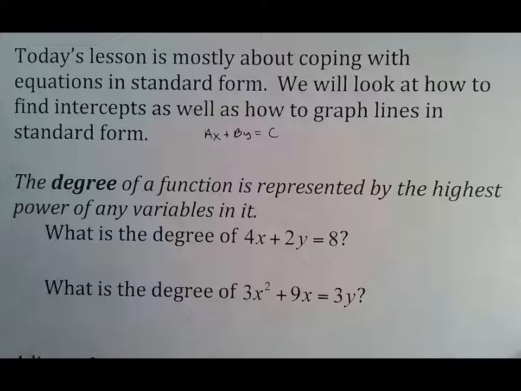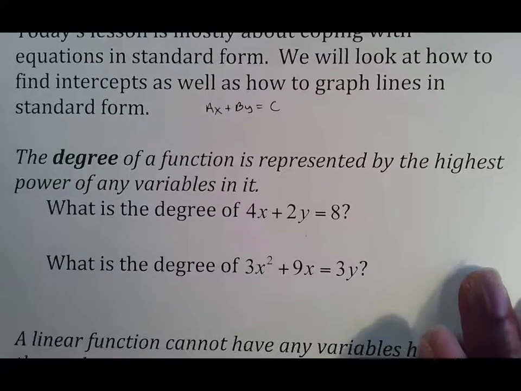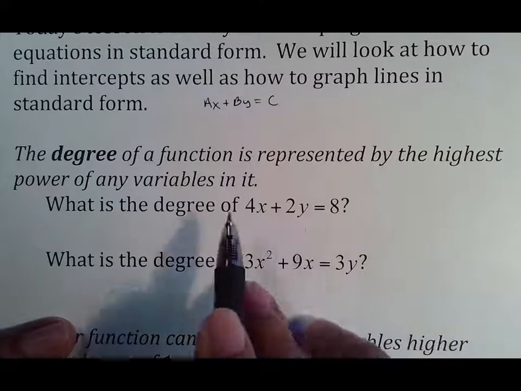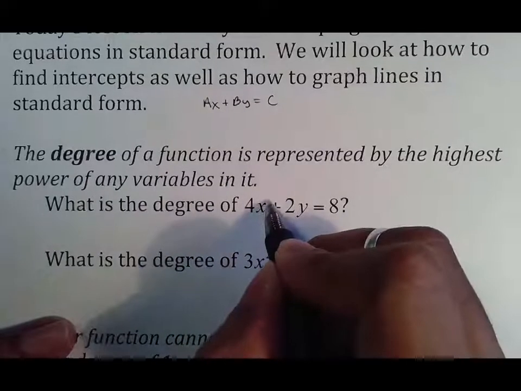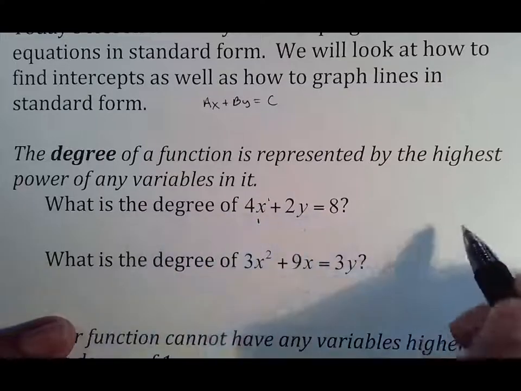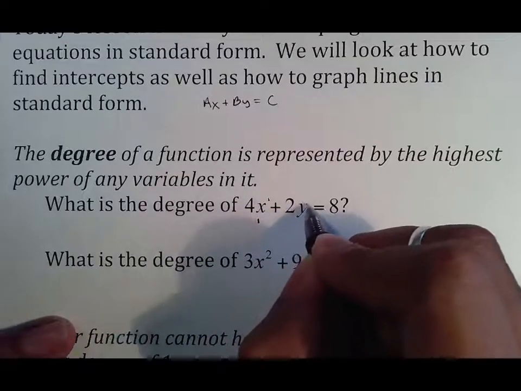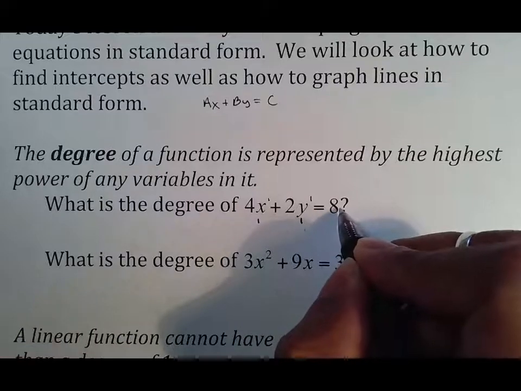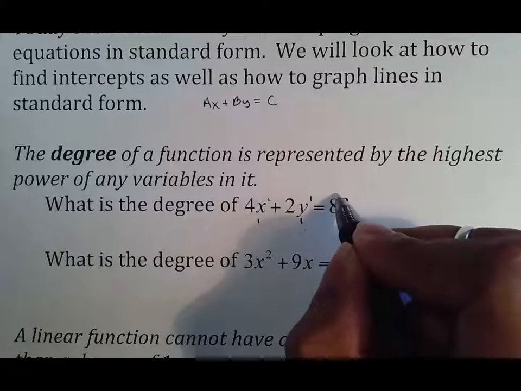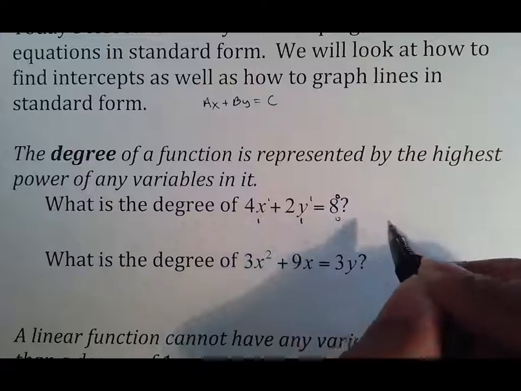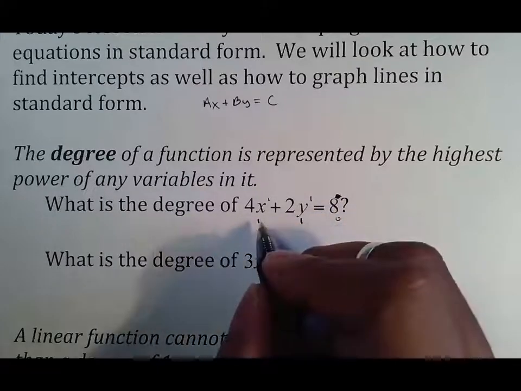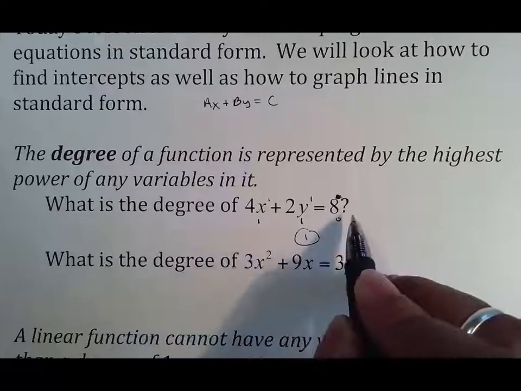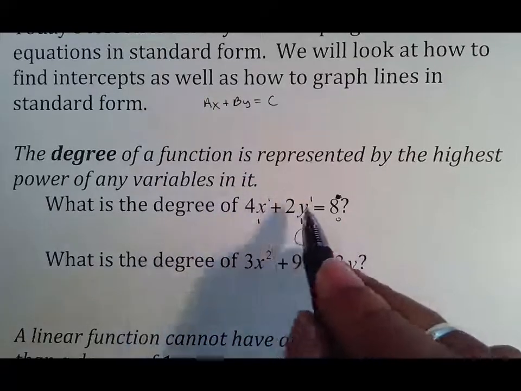The degree of a function is represented by the highest power of any variables in it. So if you're asking what the degree is of this problem, x is going to the first power, so that's a degree of 1. The second term, y, is going to the first power, so that's a degree of 1. 8, just so you know, as a review, has no variables attached. That's actually a degree of 0 because it doesn't have any variables. And so out of this, the highest number is 1. You don't add them. You simply pick the highest number of whatever terms are there.